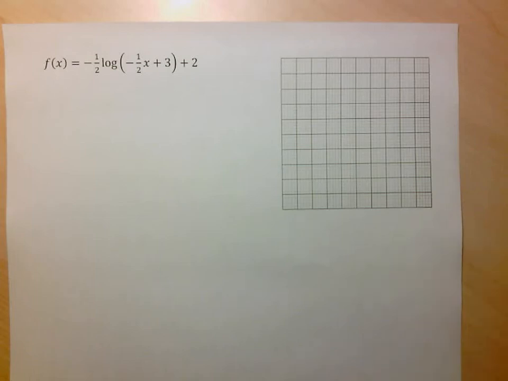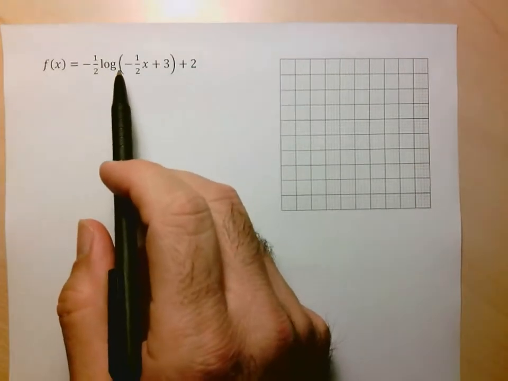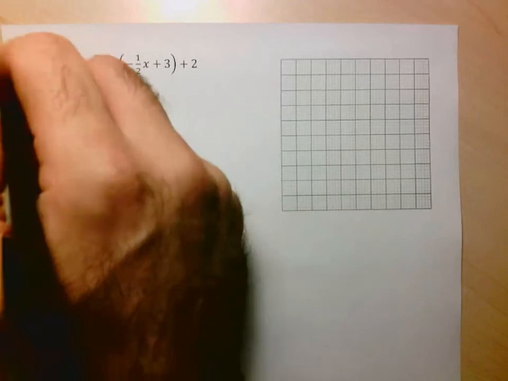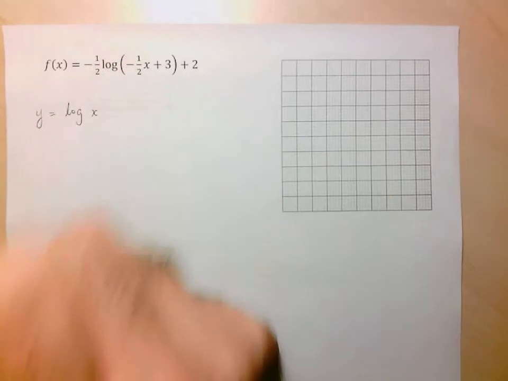Hi folks, we're going to take a look at this graphing example which is from page 340, number 16. First thing I want to notice here is that I'm working with a logarithmic function with base 10, and so I'm going to consider this as a transformation of y equals log base 10 of x.